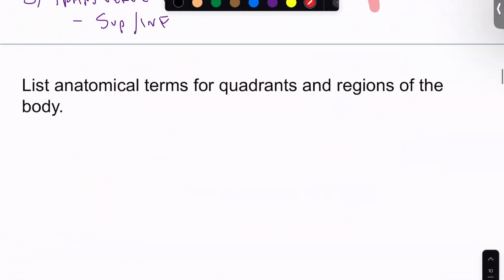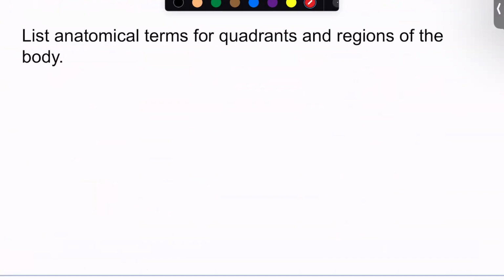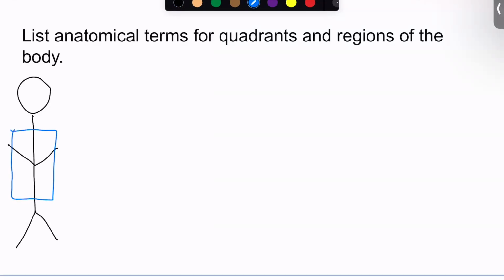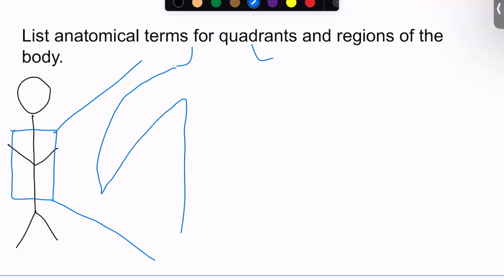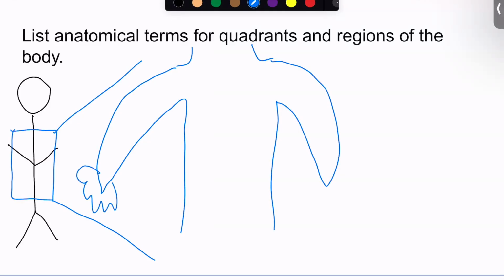Okay. All right, so list the anatomical terms for quadrants and regions in the body. So doing here, we say we have our little guy, and then we zoom into this section right here. So we'll draw his neck, draw his hands, but we are mostly concerned. Sorry, that's supposed to be a hand. He looks like a penguin. So, 4 quadrants.